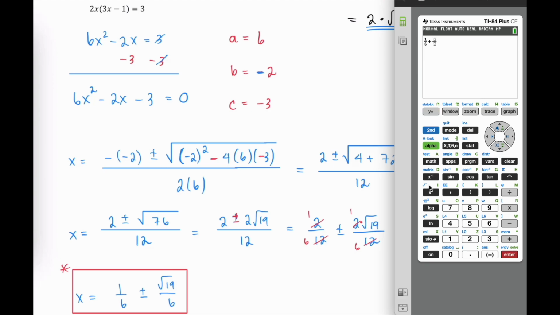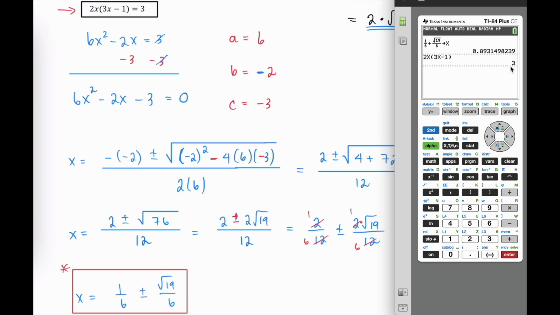In order to put in the square root, we have to hit second and then this button to get the radical feature. We have the square root of 19, and that's divided by 6. We come out of here and we want to store this quantity using the store function into x, and then we hit enter. So now that we have one of our answers stored into the x variable, we can go back up to the beginning equation and we can simply type exactly what we see here into the calculator. So on the left-hand side, we have 2x times the quantity of 3x minus 1, close the parentheses, and then we want to hit enter to see what the left-hand side is equal to.